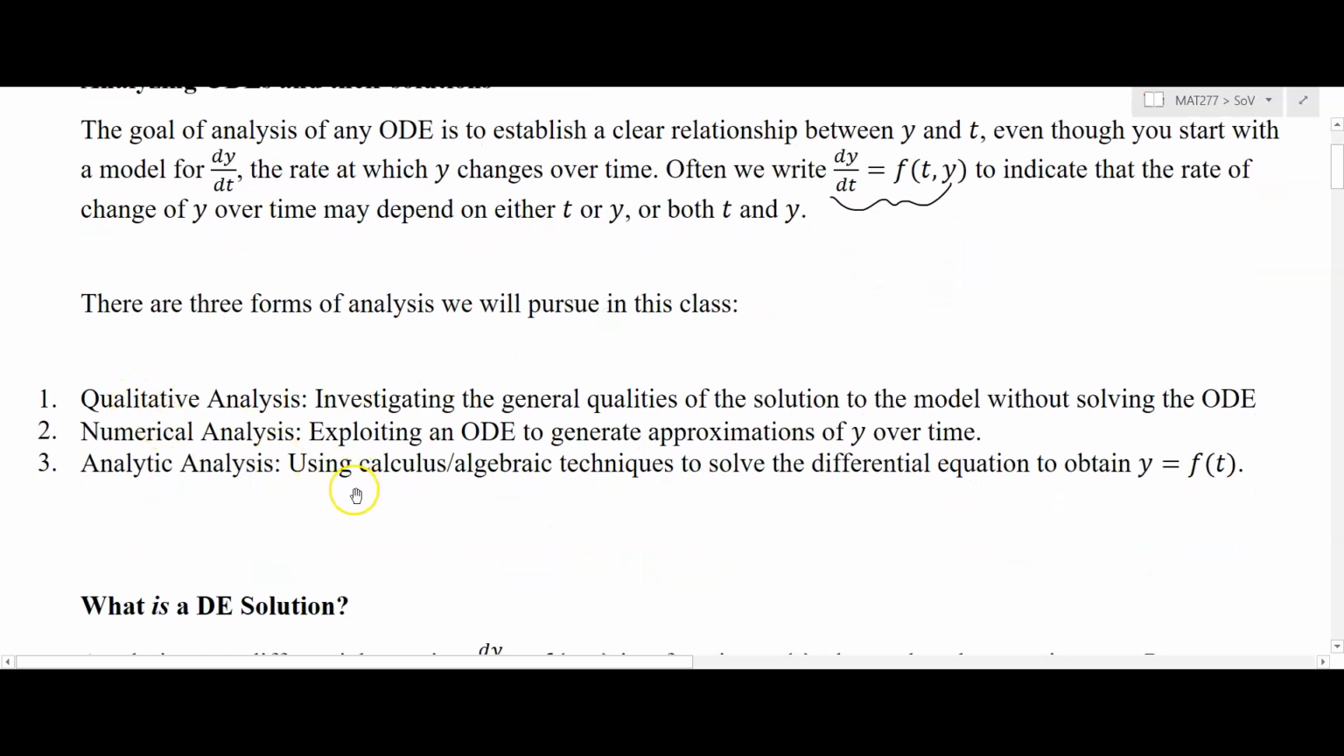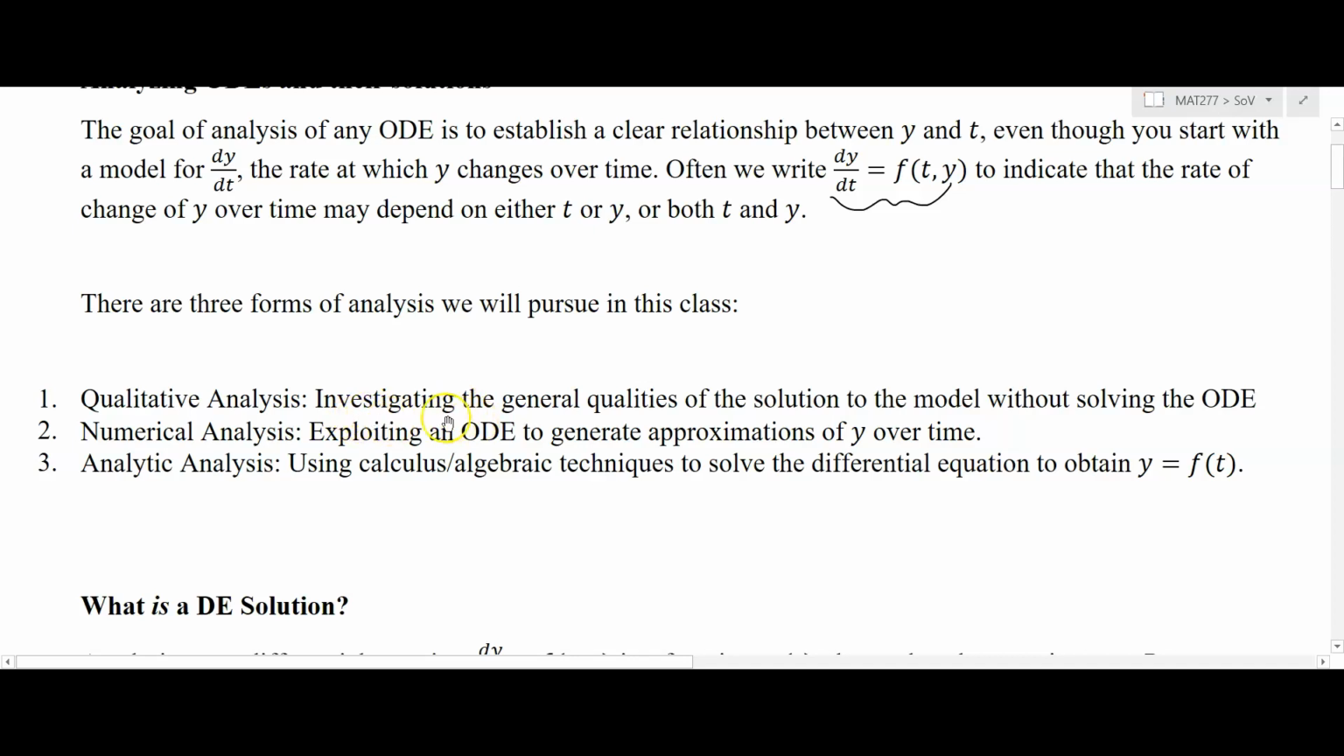Oftentimes, many differential equations are not solvable, especially as they become nonlinear, and we'll discuss what all that means in a later video. But you have a qualitative analysis, and what you're doing with the qualitative analysis is trying to study the general qualities of the solution. For instance, a qualitative analysis might indicate, well, if y and t are bigger than these values, then dy/dt is positive, or y is increasing if it starts off at a value of 3 or bigger. That's qualitative in the sense that it describes what will happen, i.e. y is increasing over time, but it doesn't really tell us specifically how.